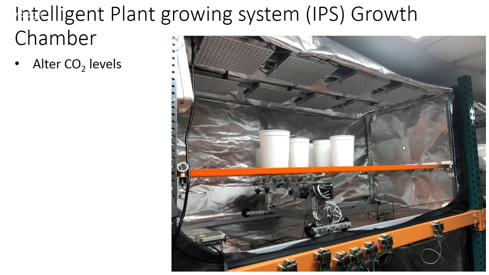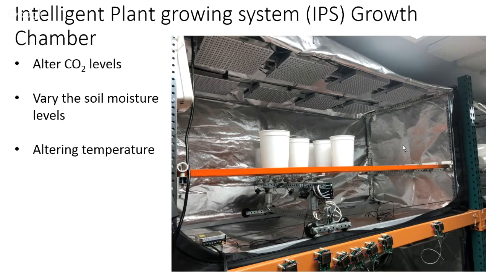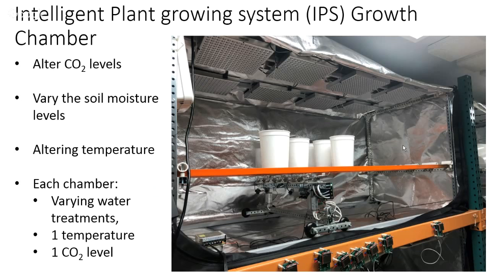So with the chambers that we have on campus, we're able to alter CO2 levels, vary the soil moisture level, so we'll be able to change how much water is available to our plants within the chambers, and alter the temperature within the chamber. Each individual chamber will be set at a specific temperature, a specific CO2 level, and then a range of water availability treatments. And we have 10 working chambers. So we've got these built, we've got these ready to go.